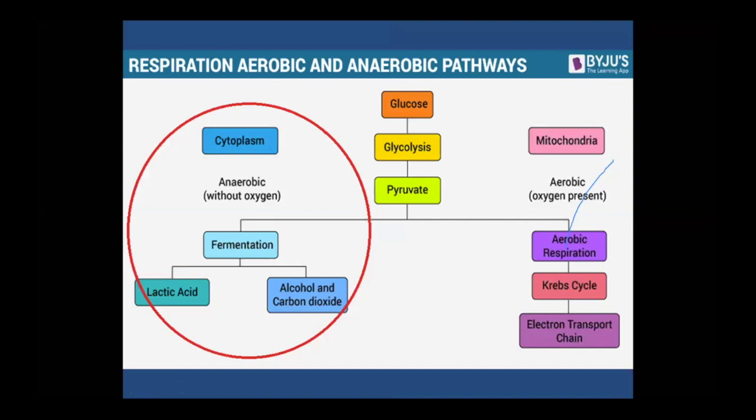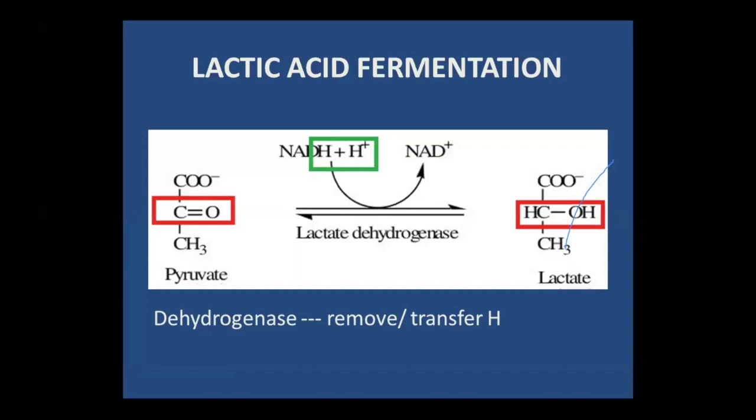Now, if pyruvate is already available, it may take 2 paths. The first path is when it is left in the cytoplasm where you do not have oxygen, then it undergoes anaerobic respiration or fermentation. There are 2 types of fermentation. We have lactic acid fermentation and we have alcohol and carbon dioxide or alcohol fermentation. So in lactic acid fermentation, this occurs in our muscles. We usually experience the buildup of lactic acid as cramping. Cramping happens when there is excessive physical activity, pero wala po tayong intake masyado ng oxygen. So it's best that when you exercise, you couple it with deep breathing.